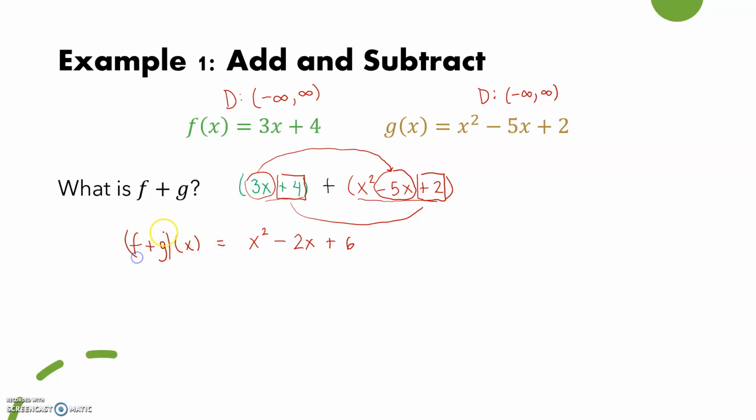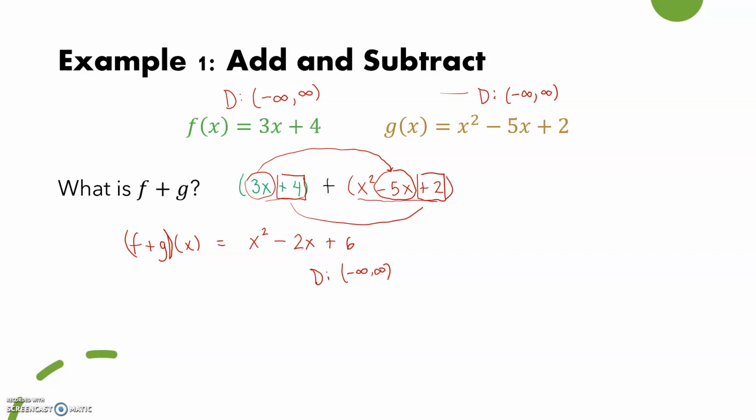Sometimes your book puts the f plus g in parentheses. If you see that notation, that means we've added f and g, and x is still our independent variable. We also wound up with a quadratic in our answer, so our domain is still going to be negative infinity to infinity, and we inherit the most restrictive domain that we have. These domains are very unrestrictive, so our domain is still going to be unrestrictive.